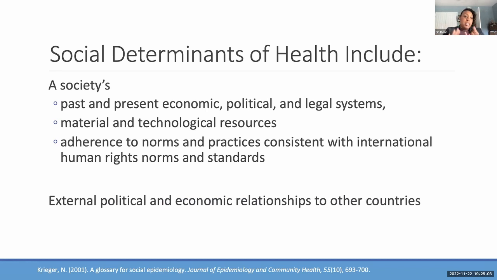And that can include all types of things. It can include a society's past and present economic, political, and legal systems. It can include their material and technological resources, or things like social norms and practices that are consistent with what we consider our human rights norms and standards. It can also include external political and economic relationships with other countries. So that is to say that sometimes these exposures are within our own societies, but many times what's within our societies is patterned by external forces outside of our societies, and what we are exposed to within our societies and what we can be exposed to.